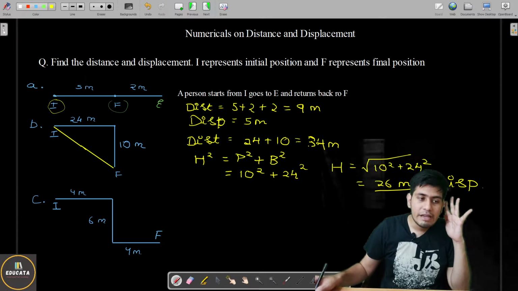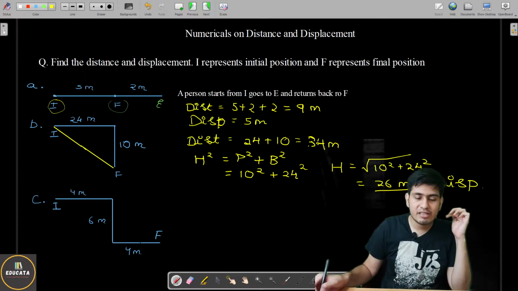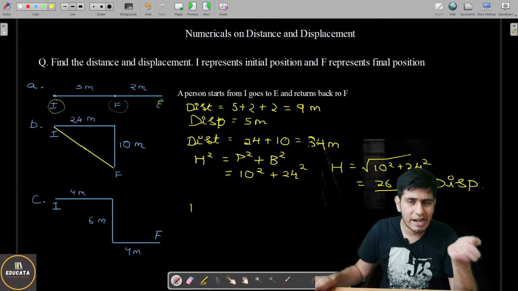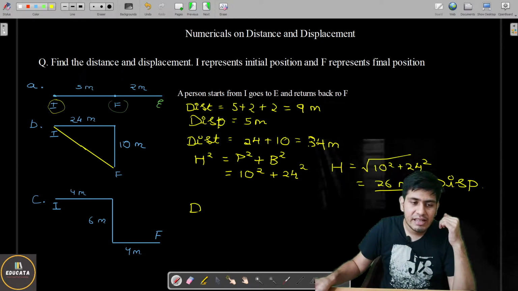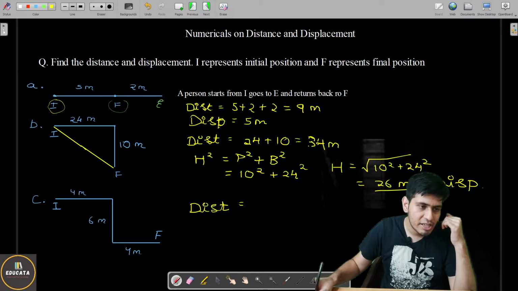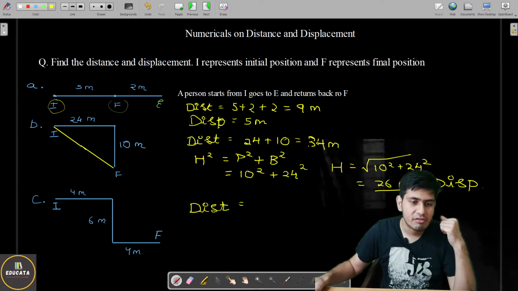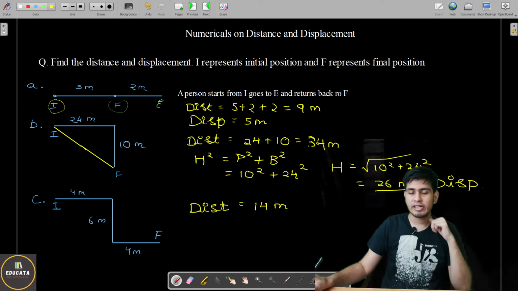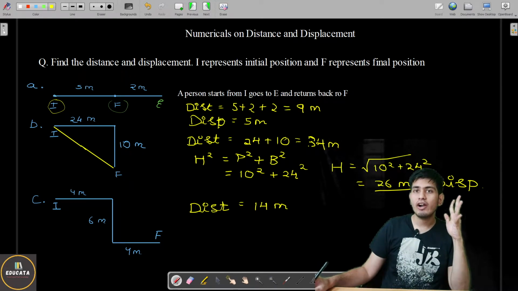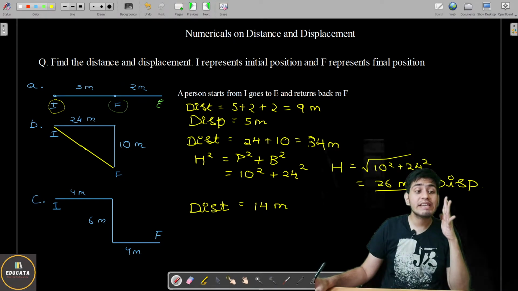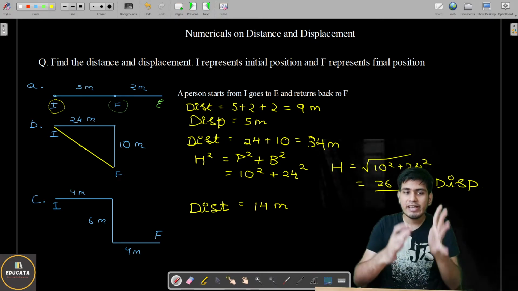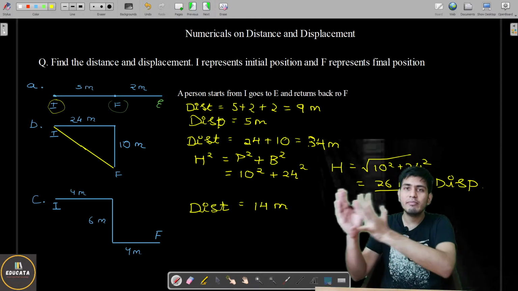Now, if we have to calculate the distance and displacement in this case, distance calculation is easy. First you can try it by yourself, but I am just saying that distance calculation is easy. We can simply write it something like this: 4 plus 6 plus 4, which is equals to 14 meters. Distance is equals to 14 meters. Now, what is the displacement? How can we calculate the displacement? See, what is displacement? It is the shortest path covered by the body.